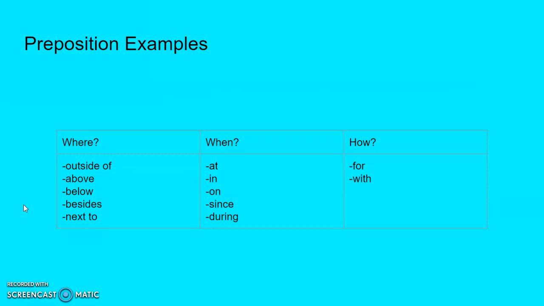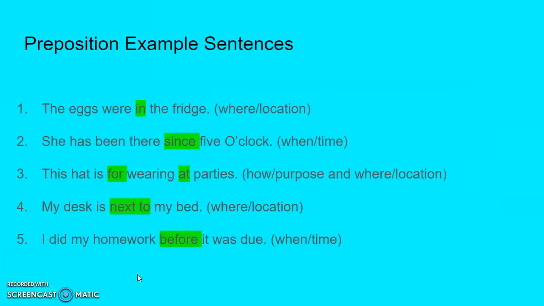Again, these are not all the prepositions. However, these are just a couple examples of the prepositions we use when we want to say where something happened, when something happened, or how something happened. So now that we've defined prepositions and looked at a couple examples of prepositions, let's look at prepositions being used in example sentences. So the first sentence we have is, the eggs were in the fridge. In is the preposition because it helps us tell the location of the noun, which is eggs.